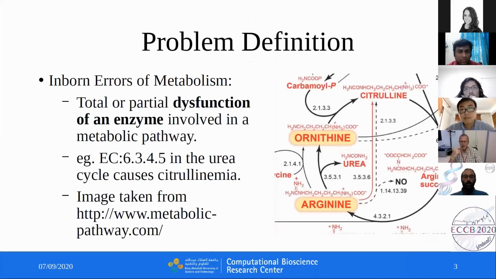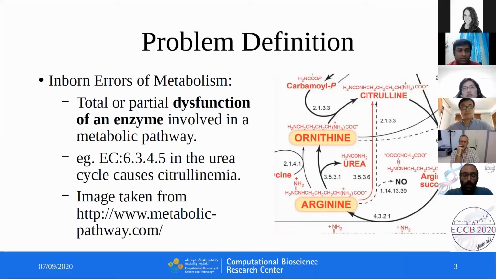So the problem at hand is a set of genetic diseases that involves the deactivation of one enzyme, or actually more, but we focused only on one, and interrupts the metabolic pathway. For example, we can see in the picture that in the urea cycle, the enzyme EC 6.3.4.5 that catalyzes the reaction from citrulline to argininosuccinate can be deactivated. In this case, we have an accumulation of citrulline inside the cell and the bloodstream that will cause this kind of disease.